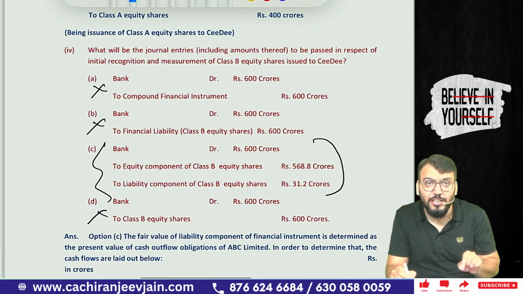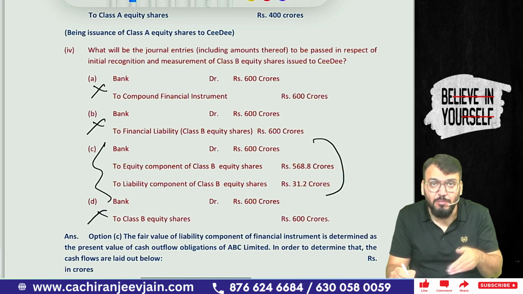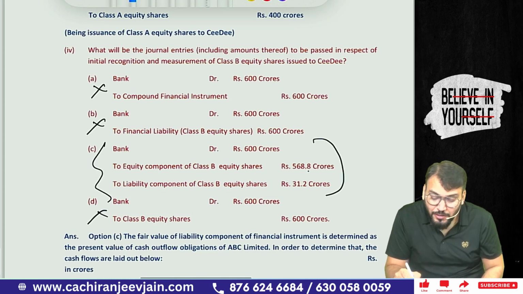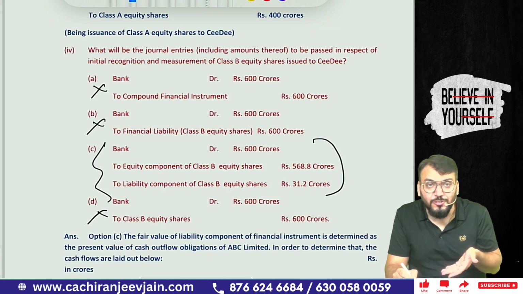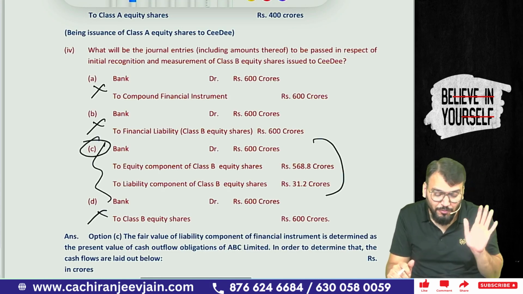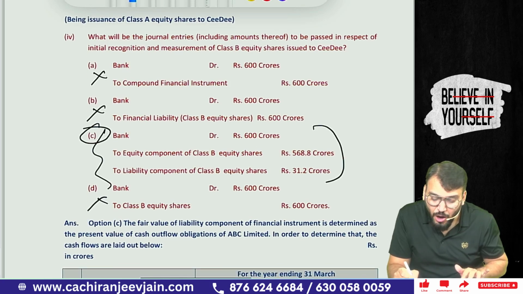Without calculation you can do it. Option number C will be correct because it will be bank account debit to financial liability to equity component. So this is the only correct one. Now if you want to know how it has been calculated, I can inform you, but if this option has been given without calculation, you can say option number C is correct. Got this point, whatever I'm saying? Now let's see how it has been calculated.